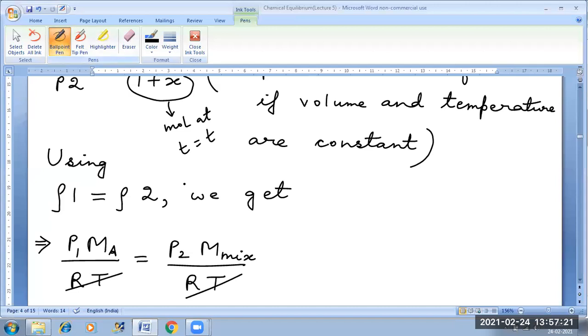Density is what? Mass by volume. Mass is constant in any chemical reaction because the law of conservation of mass says that. Volume is constant because the volume of the vessel is fixed because the vessel is closed. So density remains same as density is mass by volume.